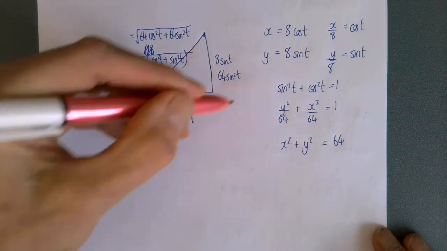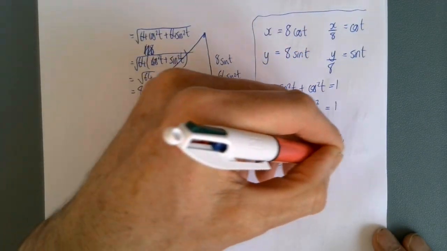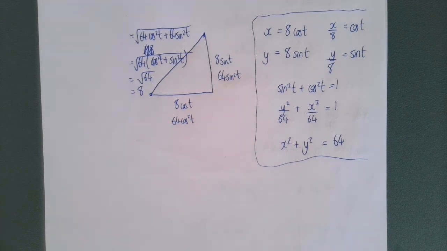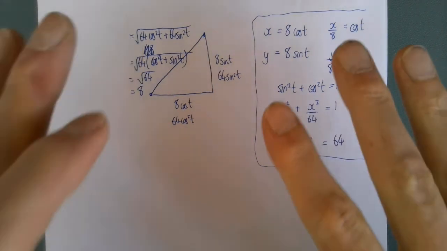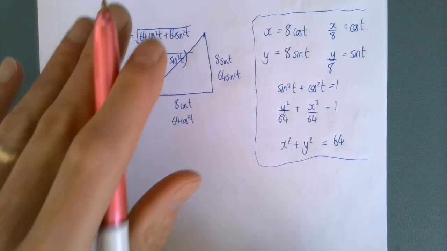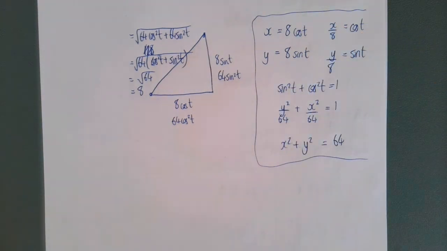So hopefully you recognise that that is the equation of a circle with centre 0, 0 and radius 8. So this is the same sort of thing. Vector, parametric, it's the same thing. Anyway, the answer to part A is that the path of the particle is a circle with radius 8.